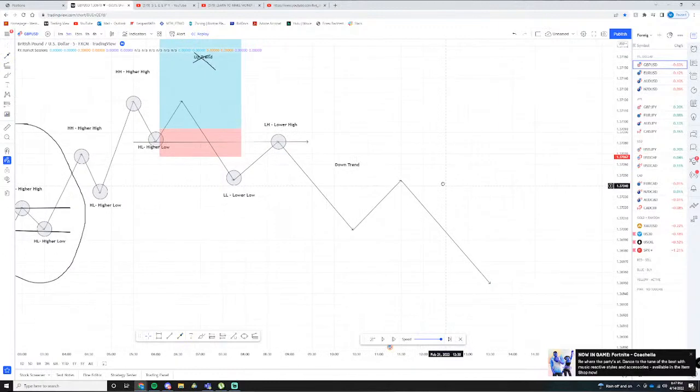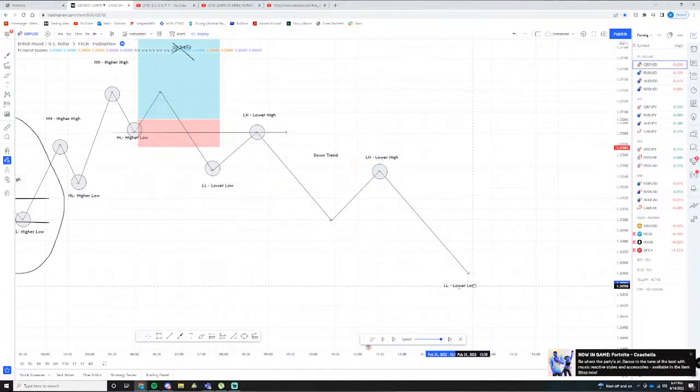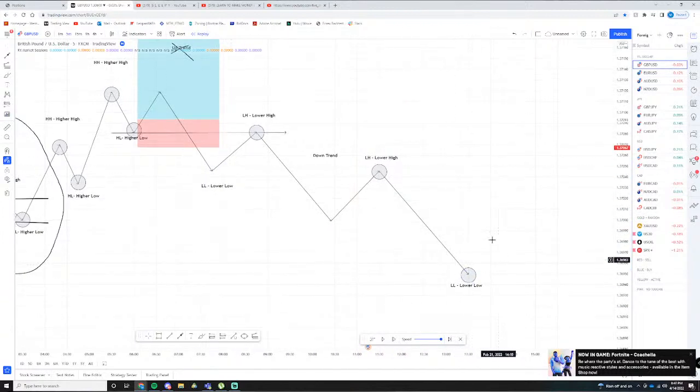And look at that. Look at that. A lower high. A lower low. Or whatever, wherever price goes. Or sorry, wrong level. Lower low. There we go. Right. Okay. So now we're in a downtrend.